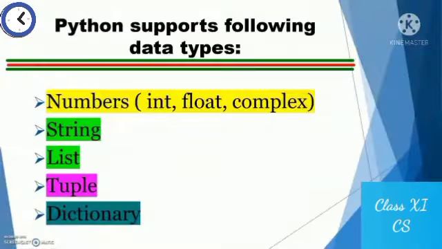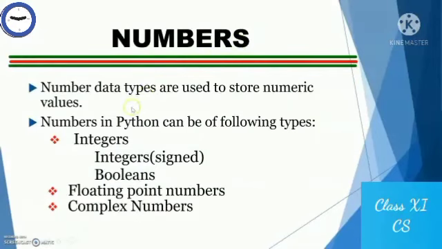Python supports the following data types: numbers, string, list, tuple and dictionary. In numbers there are int, float and complex. Number data types are used to store numeric values. Numbers in Python can be of the following types: integers, floating point numbers and complex numbers. In integers there are signed integers and booleans.